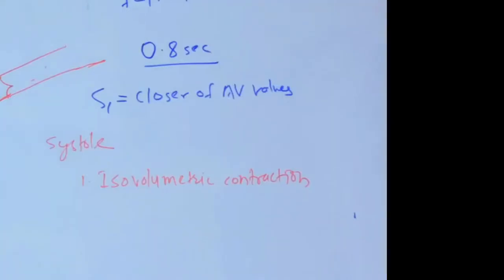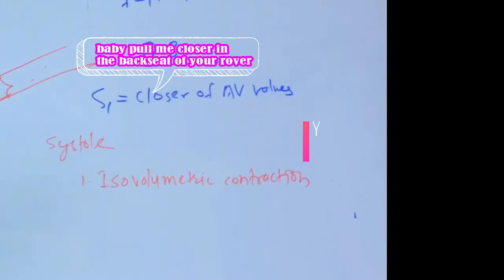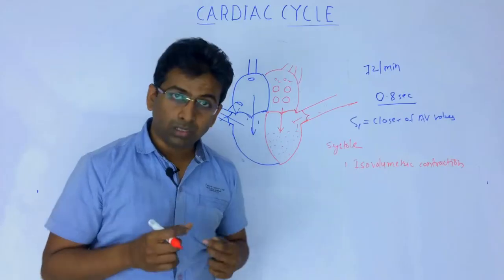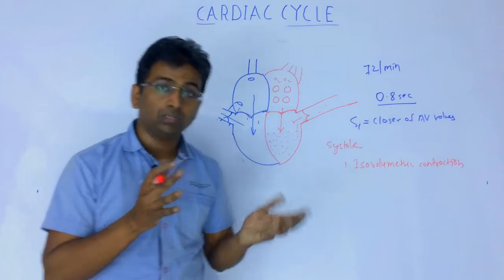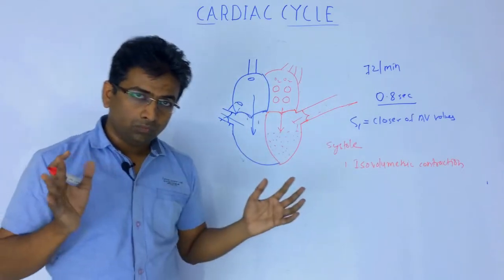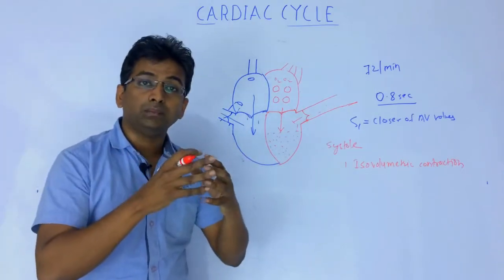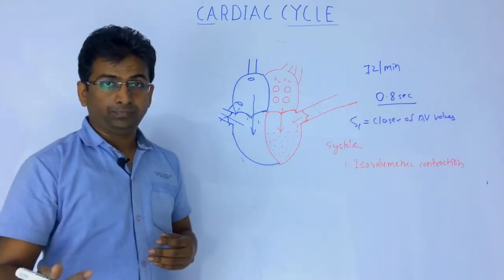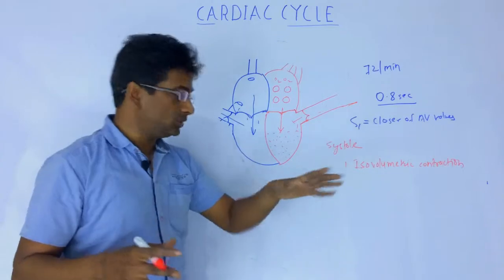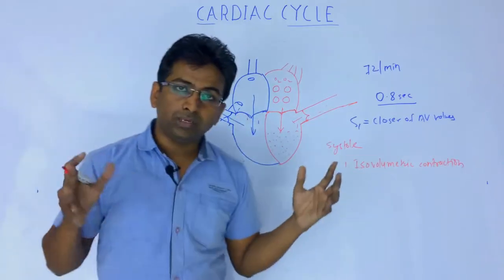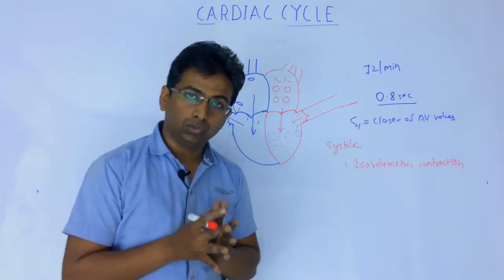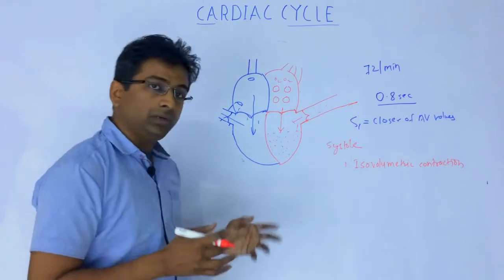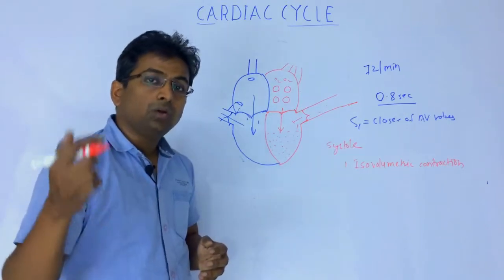Okay, it occurs on both sides. Now as the ventricle is contracting but the volume is the same, isovolumetric, the ventricle is contracting, the volume is the same, so the pressure inside the ventricle will go on increasing. There is a law, Boyle's law. So as the ventricle is contracting as a closed cavity, the pressure inside the ventricle will go on increasing.